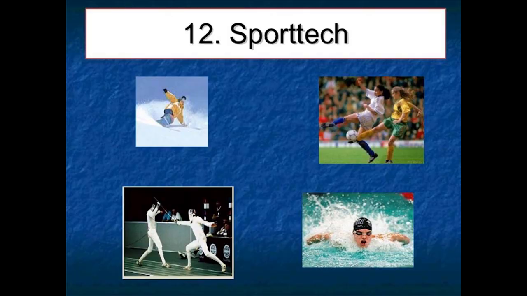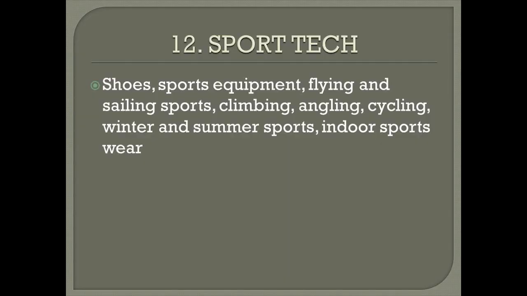Let's see about sporttech. Sporttech is nothing but the textile materials we are using in sports, like the jerseys they are using, and then the socks, their shoes, the knee pads, their belts, their gloves, caps, everything comes under sporttech. We can see the paragliding, everything comes under sporttech. The main applications are shoes, sport equipments, flying and sailing sports, climbing, angling, cycling, winter and summer sports, indoor sportswear, etc. So everything comes under the application of sporttech.